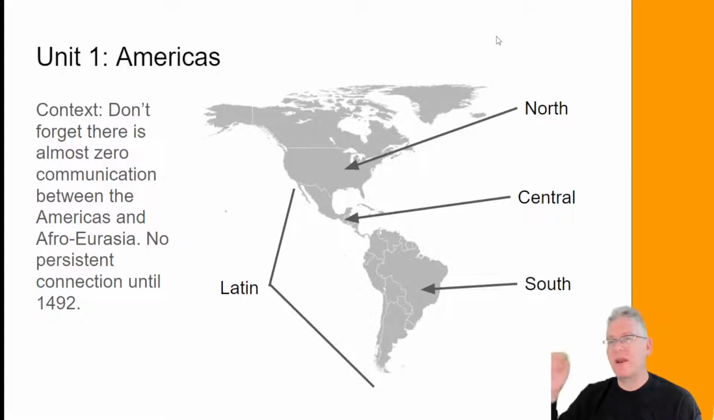All right, let's talk about the Americas, Unit 1. Context, don't forget, there's almost zero communication between the Americas and Afro-Eurasia. Again, there are some Vikings that come in like 800. There's some indications that maybe some Polynesians made it to Chile. The important phrase here, though, is consistent, persistent connections, right? None of that's going to happen until 1492 when Europeans arrive in this region and they establish a permanent or long-term situation here.